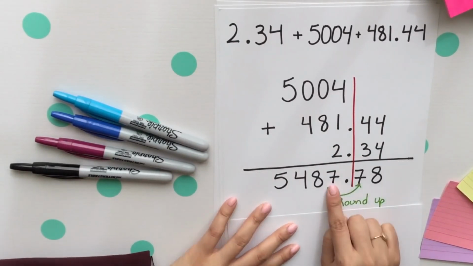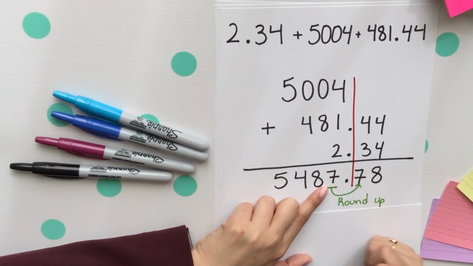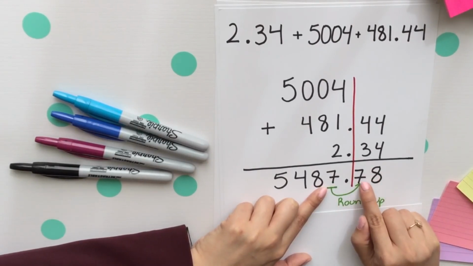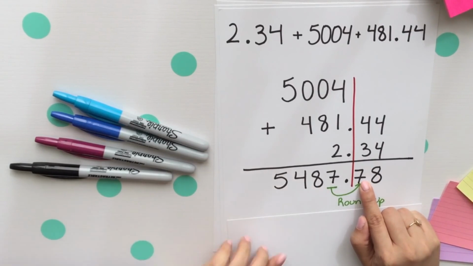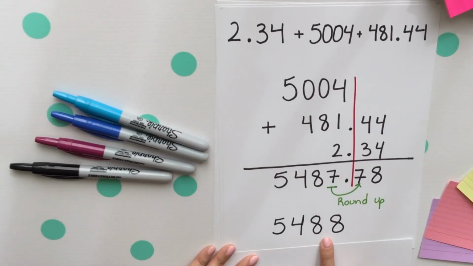Remember, when rounding to the ones place or rounding any number, you look at the one right next to it to the right, and if it is 5 or more, you round up. Your final answer will be rounded up to 5,488. We have 4 sig figs.